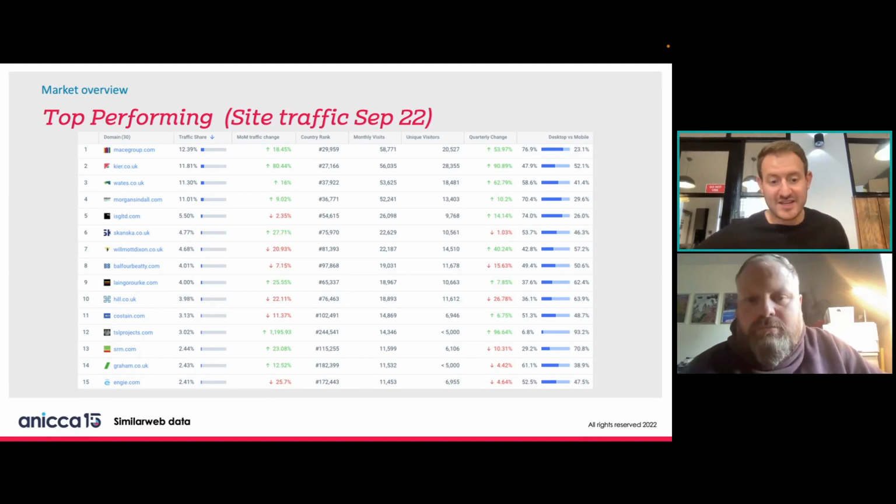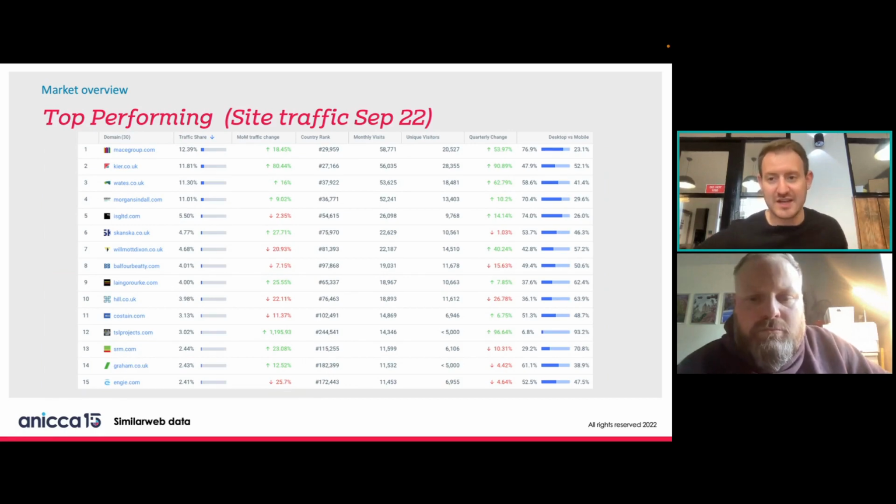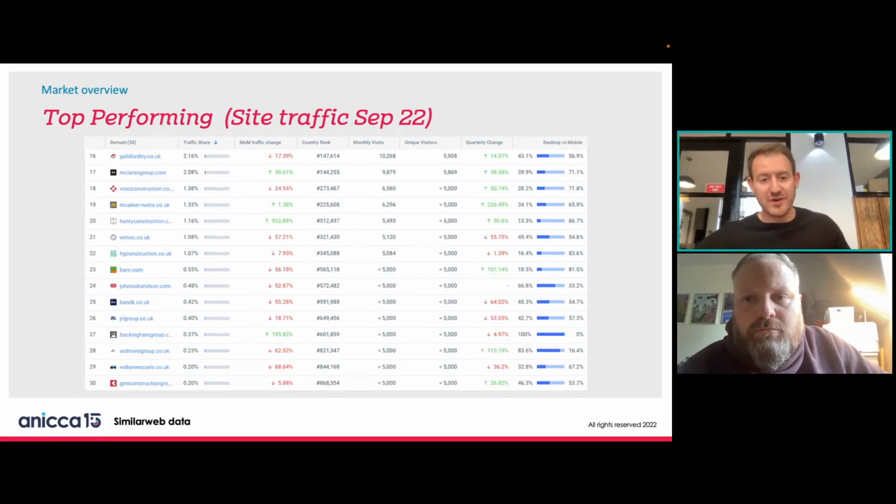So tslprojects.com there, 1,195% up in traffic month on month. So very quickly you can start to see which of these businesses have very clearly started to utilize some more marketing channels and have started to push their business forward. And then if we take a look at the second slide, you can see right down there to the bottom, GMI Construction Group and 0.2% of the traffic.